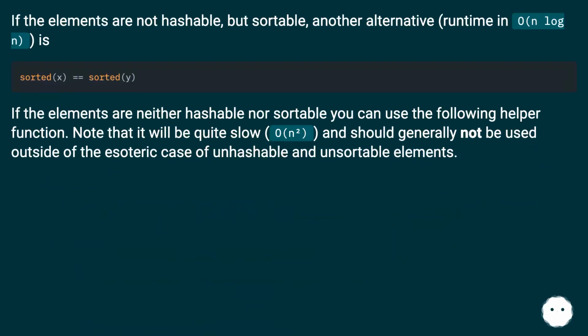If the elements are not hashable, but sortable, another alternative, with runtime in O(N log N), is this. If the elements are neither hashable nor sortable, you can use the following helper function. Note that it will be quite slow, O(N squared), and should generally not be used outside of the esoteric case of unhashable and unsortable elements.